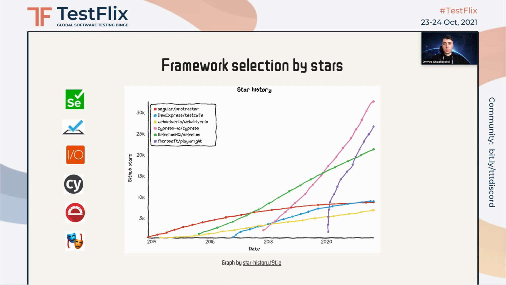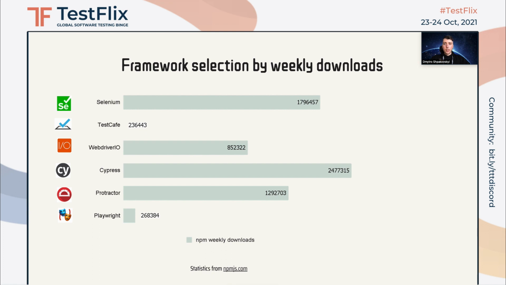Here's a nice graph illustrating that. As you can see, even though Selenium is a World Wide Web Consortium standard and is the oldest among the listed, it still got fewer stars than two newcomers, Cypress and Playwright. Let's see how they do in terms of weekly downloads on the NPM registry. It looks like Selenium and Cypress are the leaders.